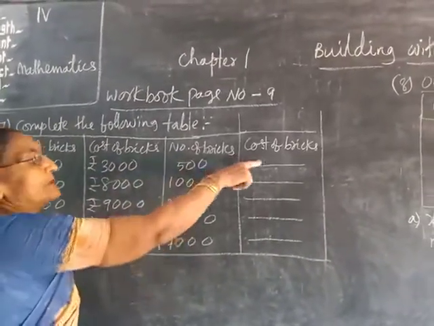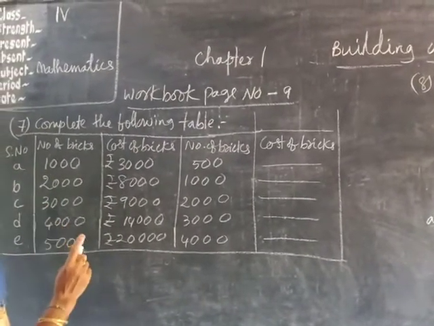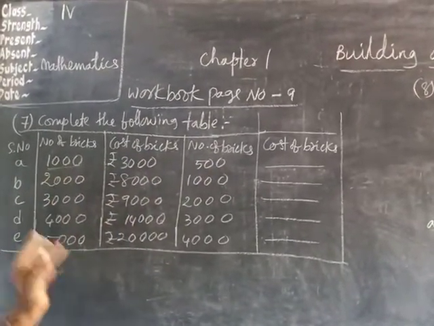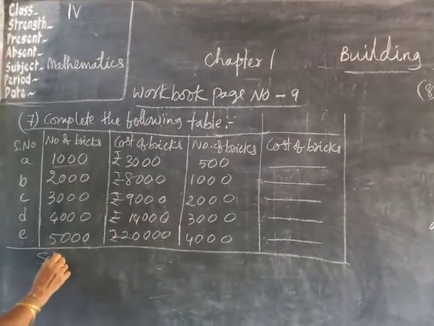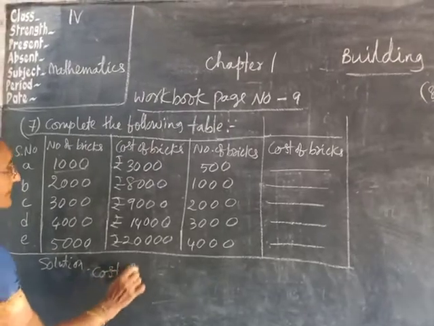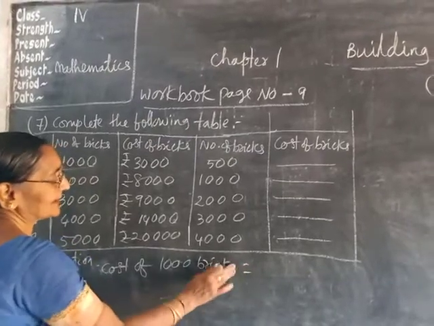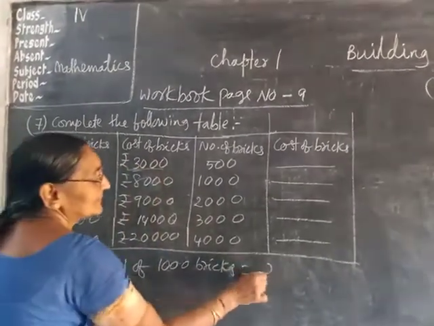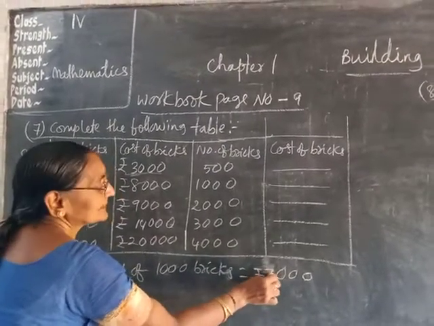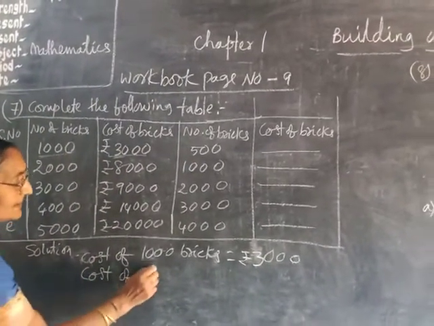And 500 bricks cost how much will come? That is the question. So first you have to find the cost of one brick, because here 1000 bricks are given and we need 500, so first find one brick. So first what do you write in the solution? The cost of 1000 bricks is equal to how much? 3000 rupees. 1000 bricks cost equal to 3000 rupees.